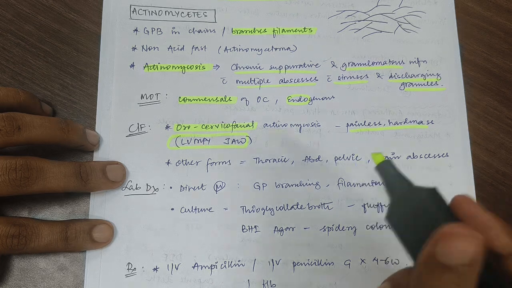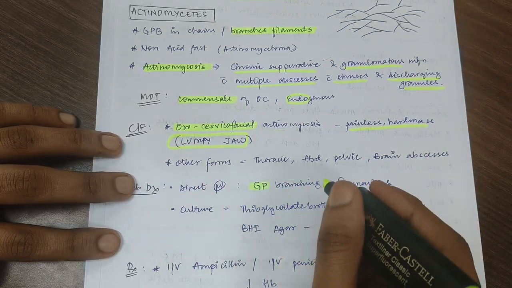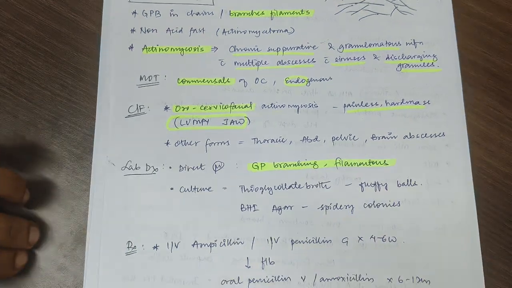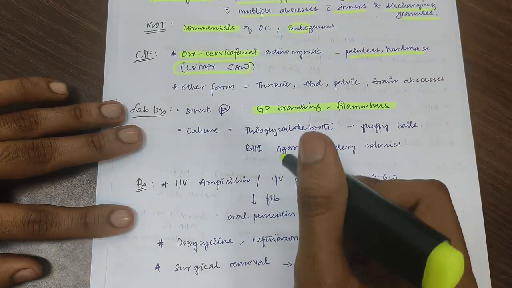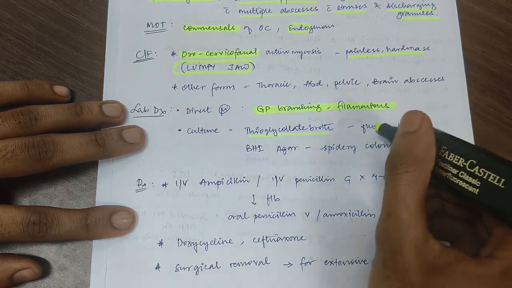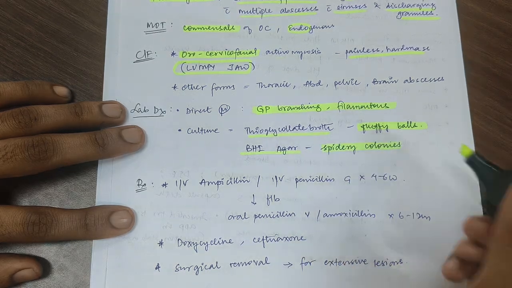Then again, lab diagnosis. In the lab diagnosis, what are you going to do? The direct microscopy. There you're going to see the gram-positive branching filamentous, branching filamentous bacilli. Culture. Actinomyces being anaerobic, you're going to give thioglycolate broth, where you're going to see the fluffy balls. Then BHI agar, where you're going to see the spidery colonies.